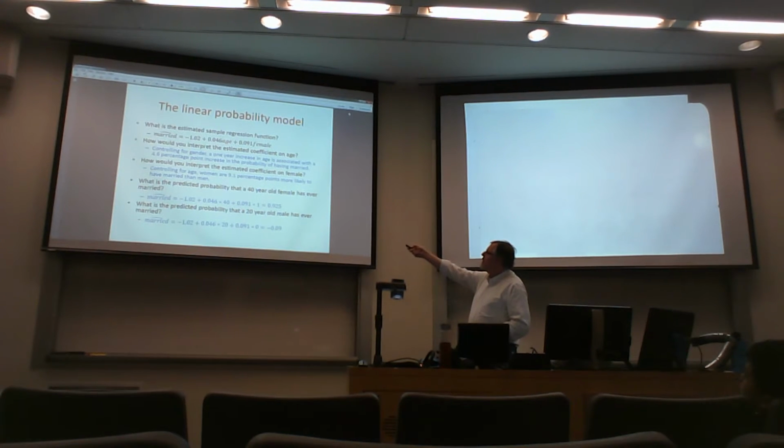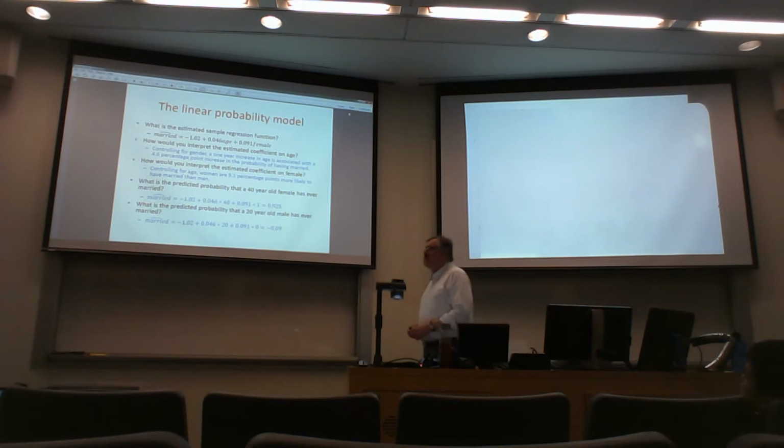The coefficient on age, you interpret it the same way you always have, controlling for gender. A 1-year increase in age is associated with a 4.6 percentage points increase in the probability of ever having been married. The coefficient on the female dummy variable, controlling for age: women are 9.1 percentage points more likely to have been married than men.